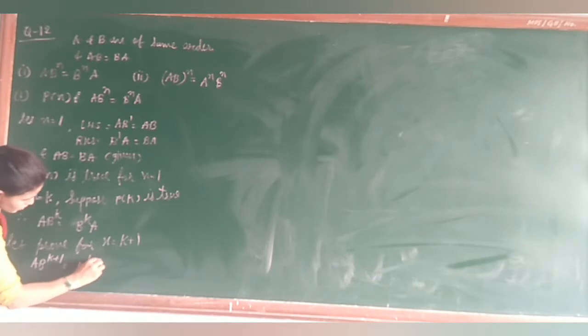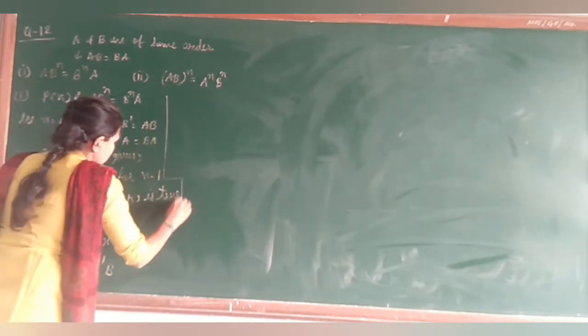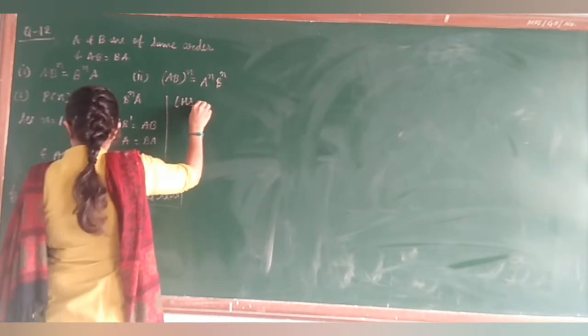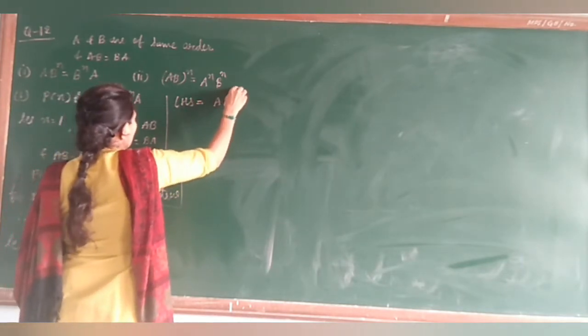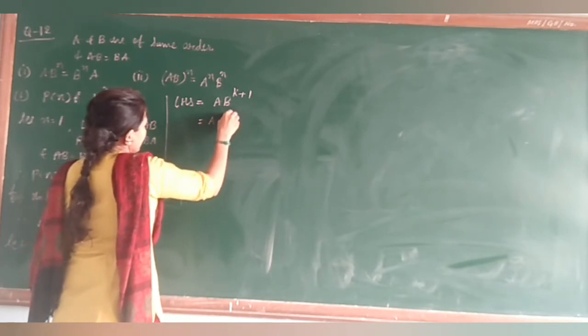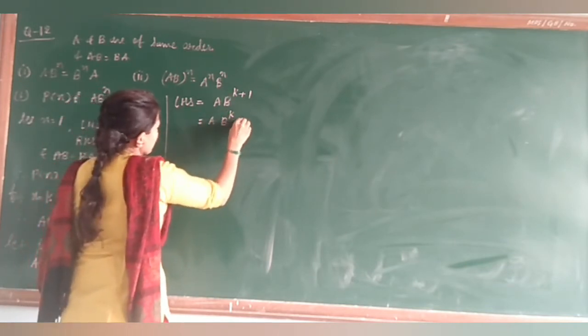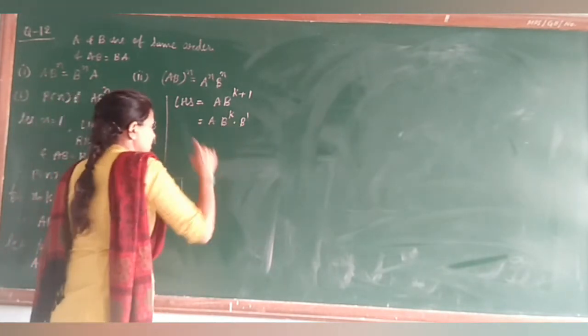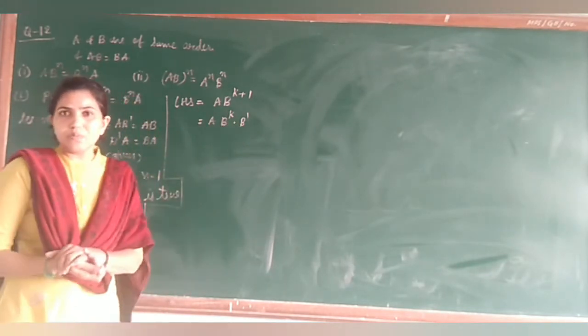So now we have to prove that ab raised to k plus 1 is equal to b raised to k plus 1 into a. When we are going to prove this, what do we have to do? LHS is ab raised to k plus 1. So I am writing it like ab raised to k into ab. Now this is matrix multiplication.